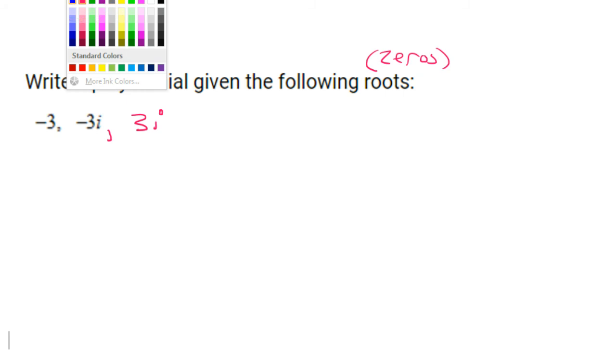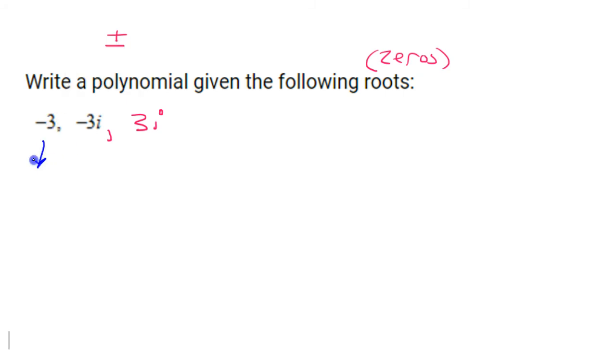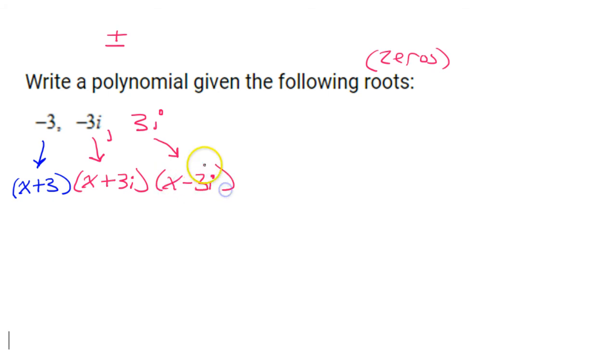Each one of these is going to correspond to a factor of the polynomial. Negative 3 would come from a factor of x plus 3. Imagine setting this equal to 0 and solving, you would get negative 3. Now, let's see. Similarly, negative 3i would come from a factor of x plus 3i, and positive 3i would come from a factor of x minus 3i. So all I really need to do to find a polynomial is multiply these together.